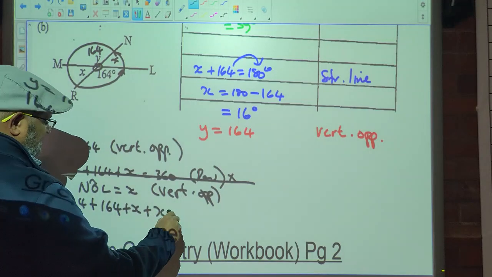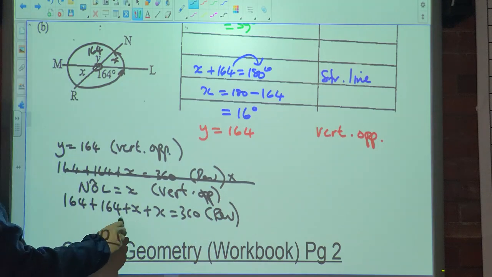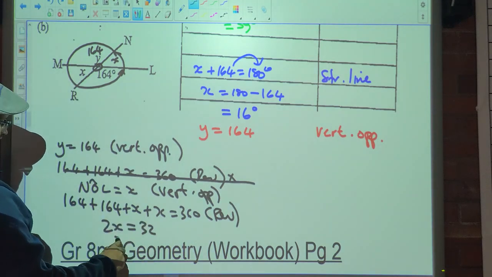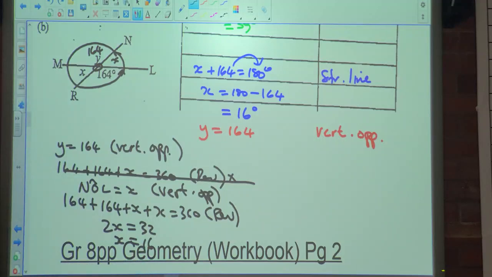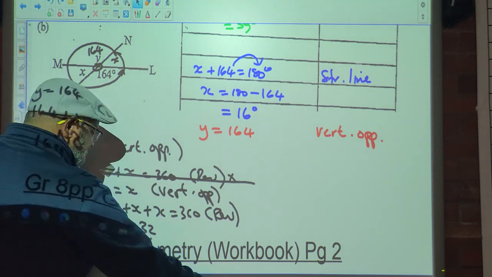So plus x is 360. Why? Revolution. Now we have 2x is equal to 320, and then you divide by 2, which is 160. You understand? So in geometry, it's not about only getting the answer right. It's your layout, it's your argument. You understand? Anything else, people?